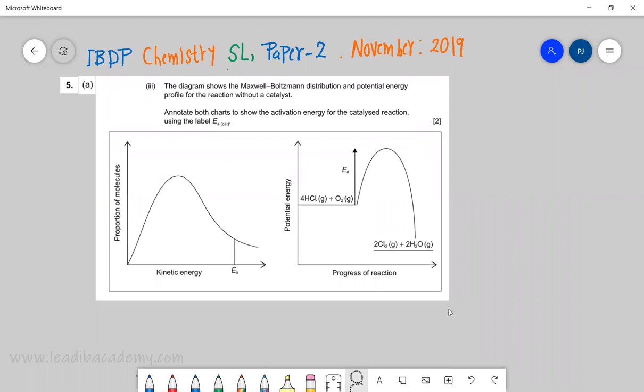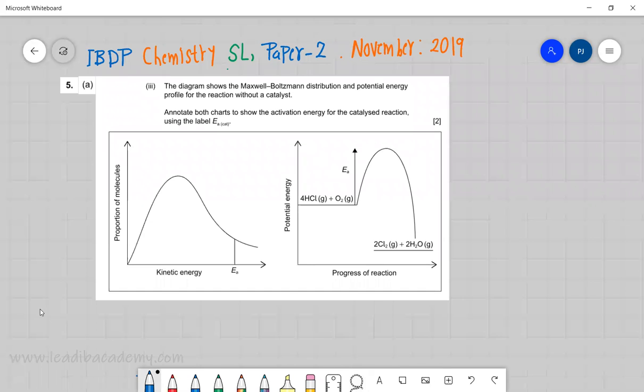Okay, 5A3. The diagram shows the Maxwell-Boltzmann distribution and potential energy profile for the reaction without a catalyst. Annotate both charts to show the activation energy for the catalyzed reaction using label EA catalyst. Okay, so first, very, very interesting question.